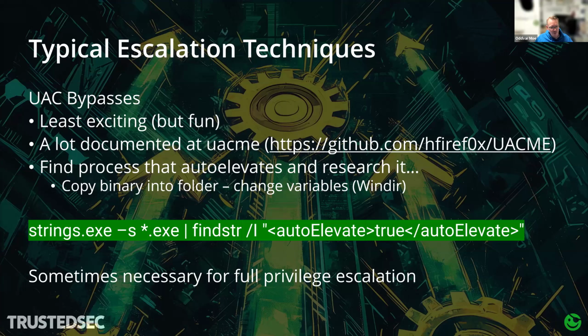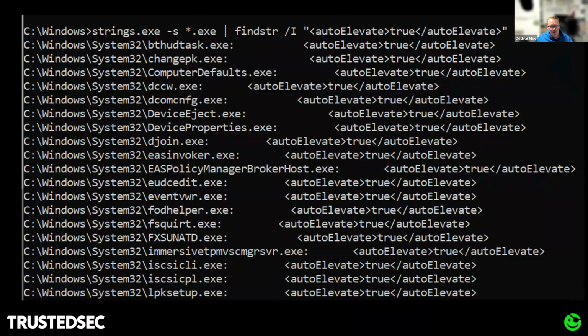To find auto-elevated binaries, you can use the strings command, as you see on the screen here. It will look for all the exe files. Of course, you need to be at the C level of the drive. And then it will recursively look through all binary files and look for the string autoElevate true. And typical output of that command would be something like this. So you can see there's a lot of binaries in Windows that auto-elevate. And what that means is that when you double-click those binaries, they will not prompt you for UAC if you're a local admin. It will just elevate automatically.